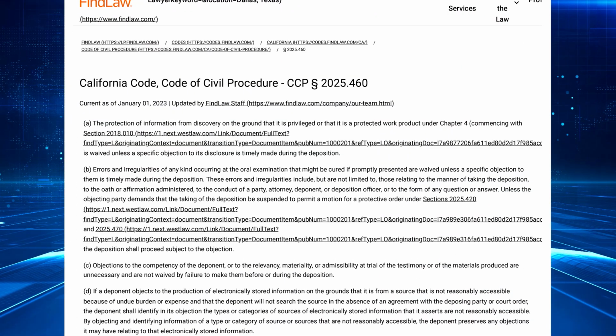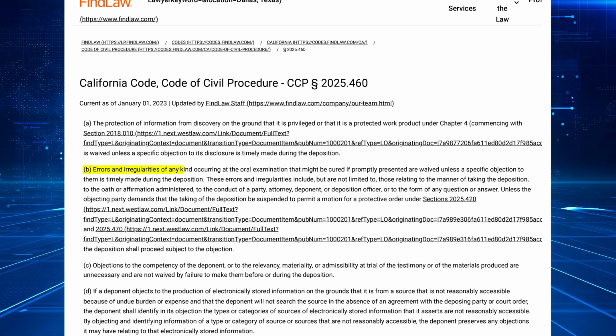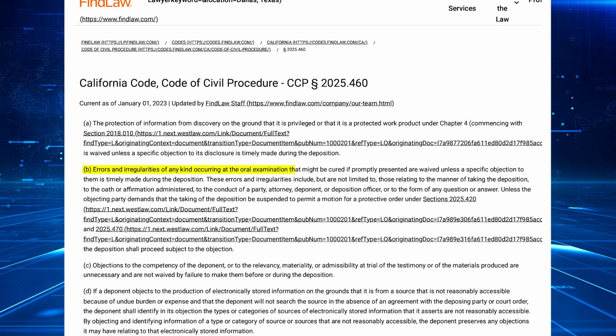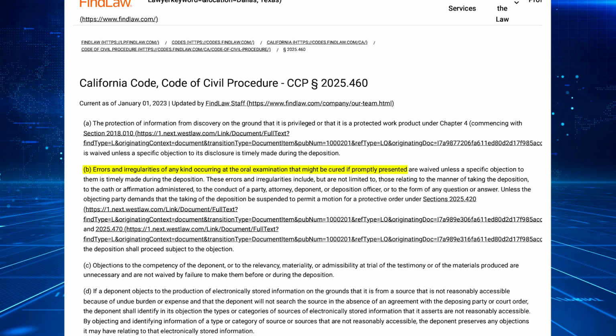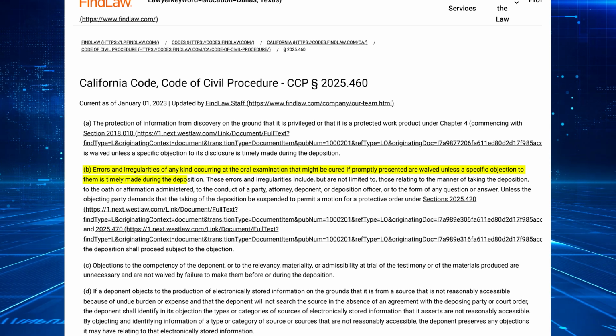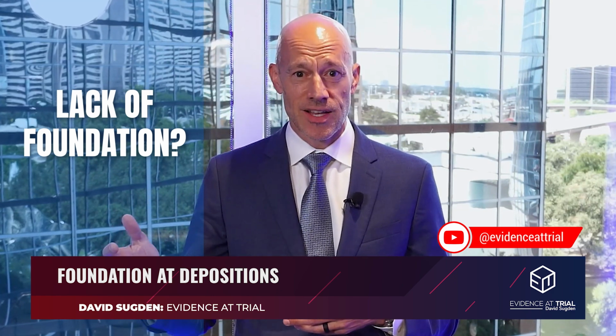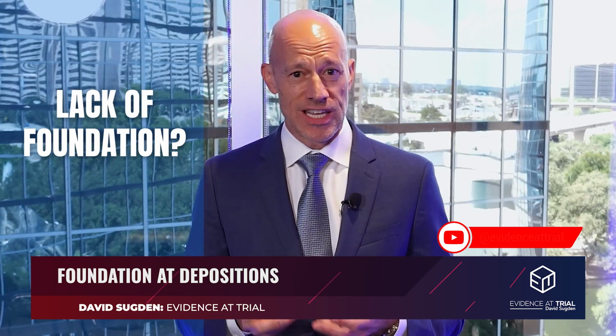The rule for objections for depositions is found at California Code of Civil Procedure, section 2025.460, subdivision B. And it provides that errors and irregularities of any kind occurring at the oral examination that might be cured if promptly presented are waived, unless a specific objection to them is timely made during the deposition. So we need to object to things that might be cured if promptly presented, and if not promptly presented, the objection's waived? Isn't that exactly what a lack of foundation objection is?